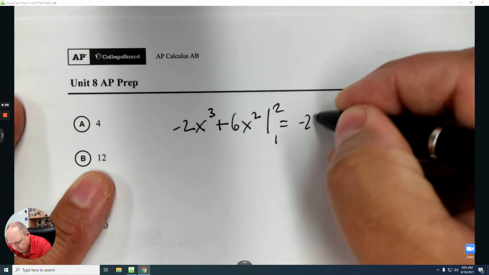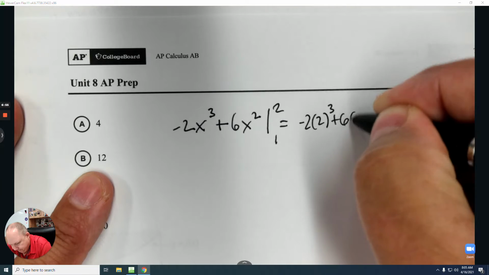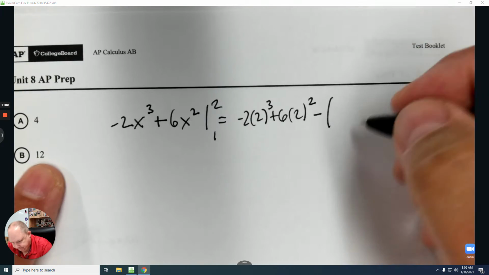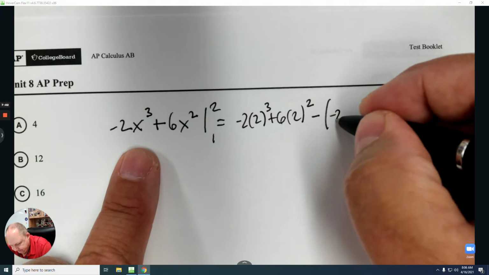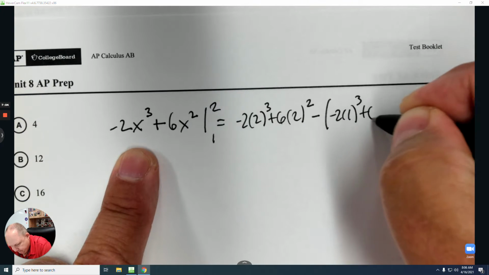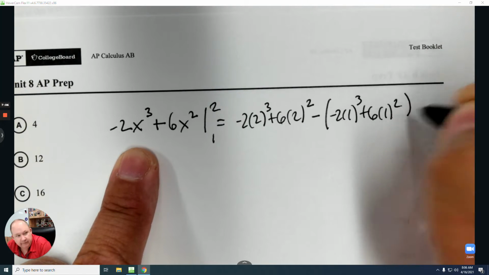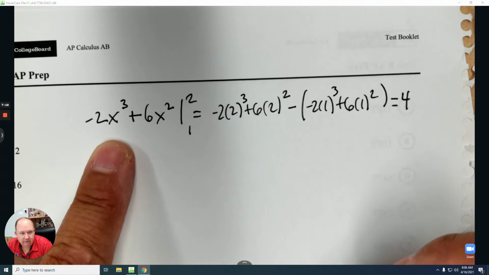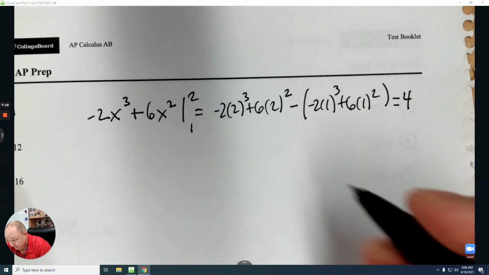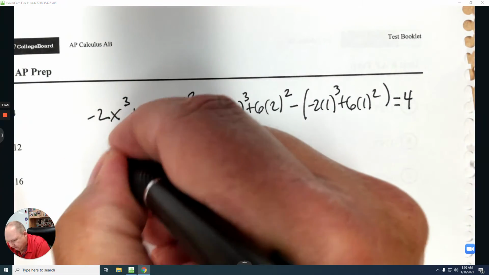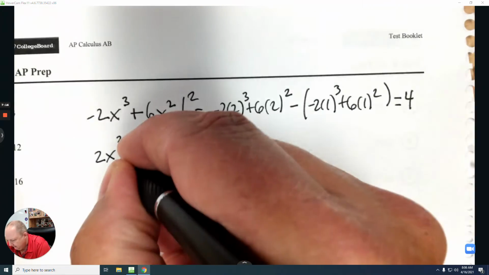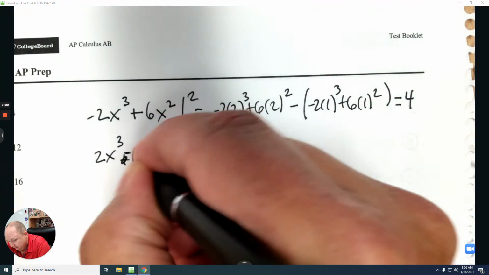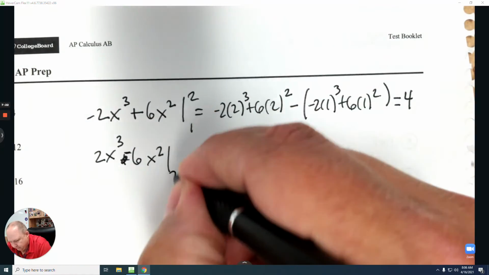Plug in 2 first. Use parentheses. Plug in 1. And then that's what you simplify. If you did it correctly and simplify it, the answer is 4. The second one, again, integrate, add 1 to the exponent and divide. Actually ends up being negative 6. That's from 2 to 3.